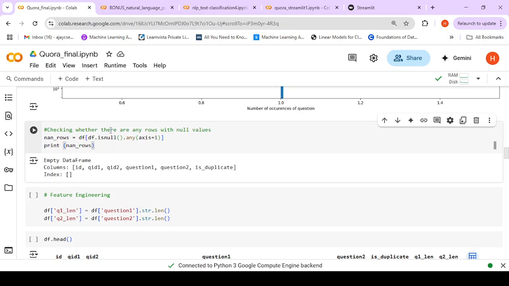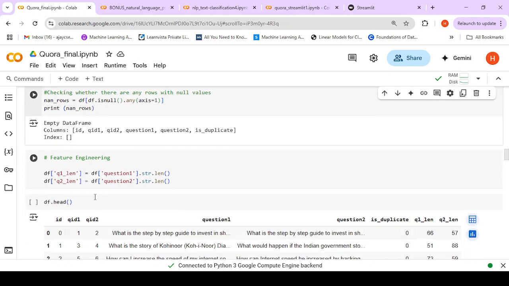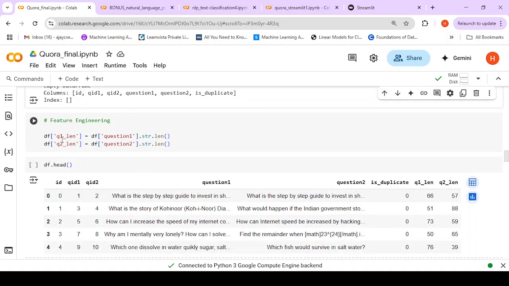Here I am checking if there are any rows with null values. We did not see any rows with null values. And then here, question 1's length is captured using Q1 len, and question 2's length is captured using Q2 len. So in addition to applying count vectorizer and TF-IDF vectorizer, I can capture various features from question 1 and question 2, because I have 2.